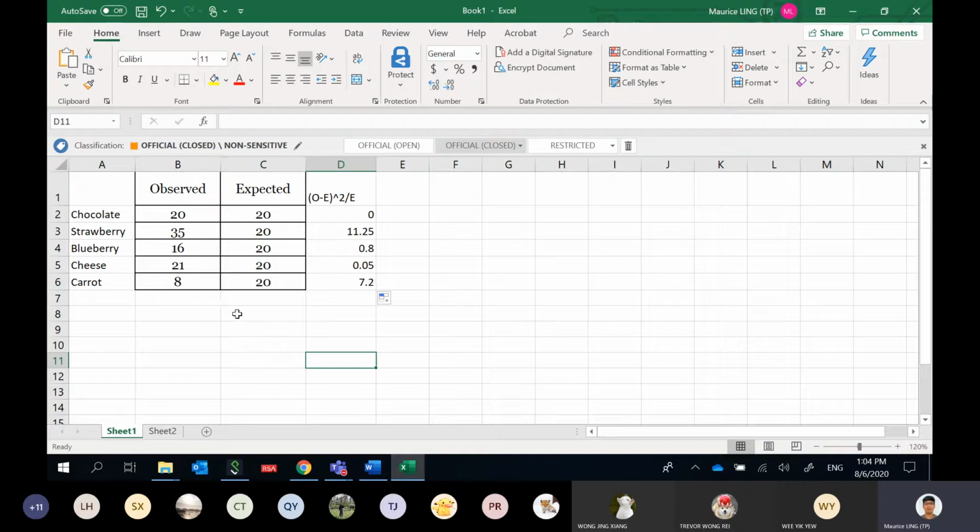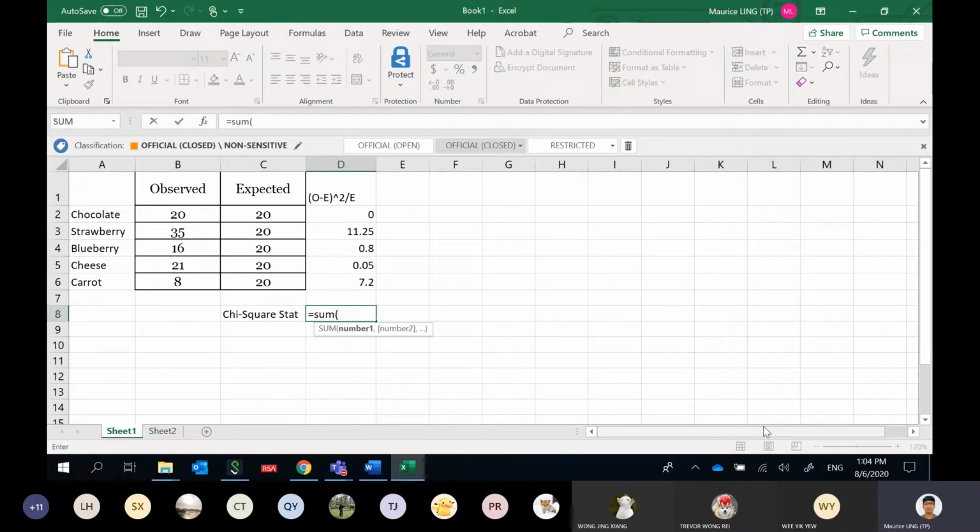For those who have finished, you can continue doing your chi-square statistic. The chi-square statistic is simply the summation of all this. So you get 19.3. Once you are done with this, raise up your hands, so we will do the next step.